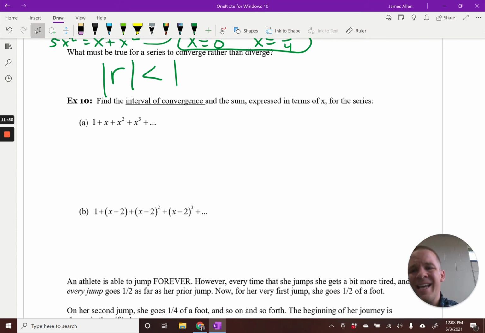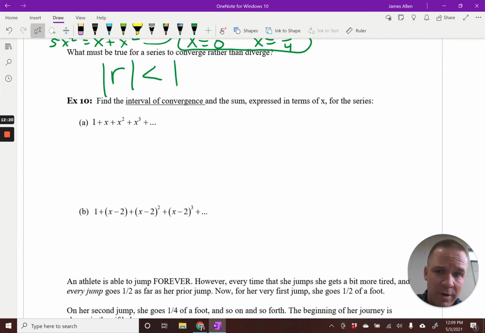All right, next up we got the interval of convergence and the sum expressed in terms of x for that series. So 1 plus x plus x squared plus x cubed and so on. Now, to find an interval of convergence, we're saying between which values it will converge, okay? So my common ratio has to be between -1 and 1, right? The absolute value of my common ratio has to be less than 1. So between -1 and 1.